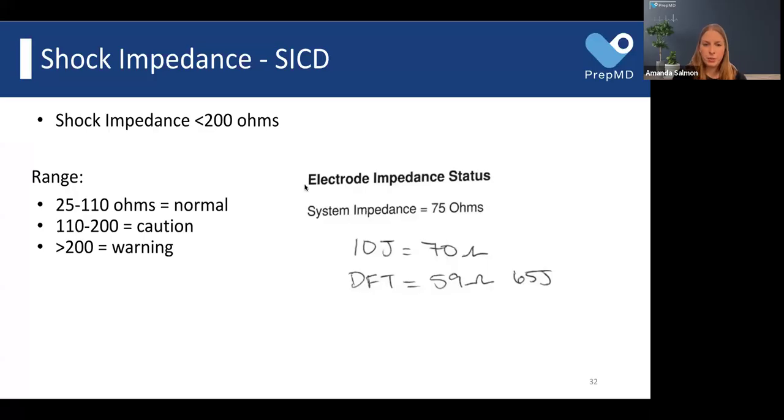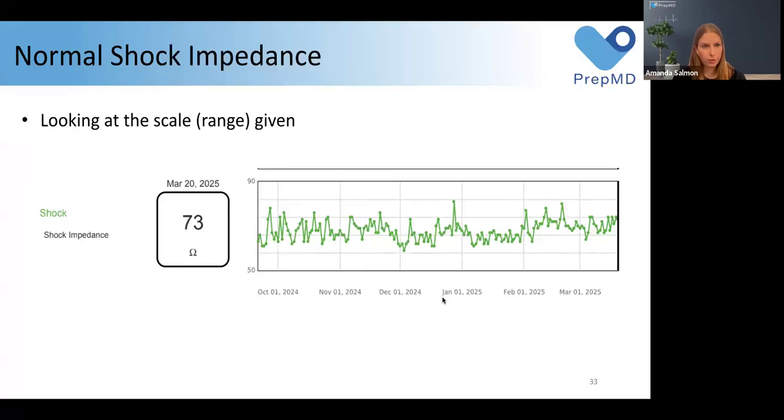But this is a patient where we can see the system impedance at 75 ohms, that low voltage impedance. After receiving a 10 joule shock, that impedance was around 70 ohms. And then during a DFT with a 65 joule shock, that impedance went to 59 ohms. So again, I like to show this because with more energy, your impedance is likely to change. Laura's going to walk us through looking at some shock impedance and orienting ourselves to what we're looking at when we're looking at these numbers.